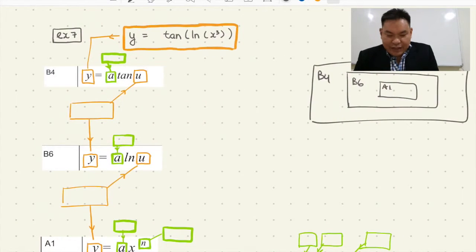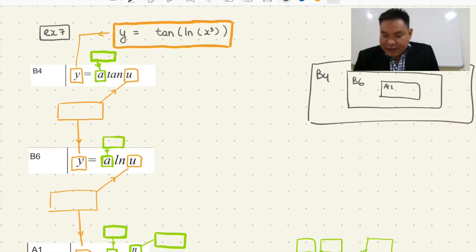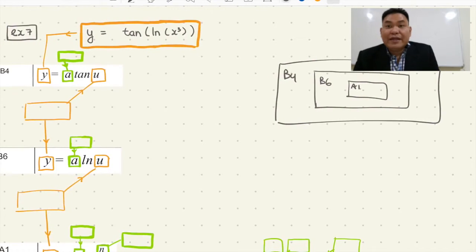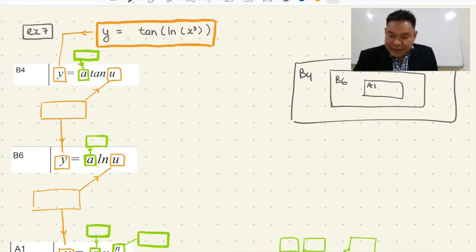But which one do we apply first? Very simple. I make this diagram here. On the inside is formula A1 because x cubed is inside ln. So formula A1 is inside formula B6. B6 is ln. And ln x cubed, formula B6 is inside formula B4. B4 is the formula for tangent.